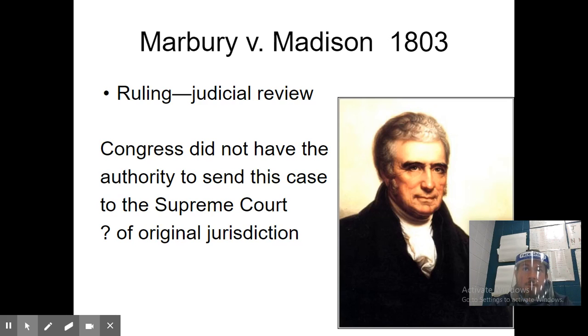So the court ended up ruling that Marbury had a right to be the judge because he had gone through the proper processes and should be the judge. But again, the biggest thing to remember, this establishes judicial review, where the courts can overturn a law if it is unconstitutional.